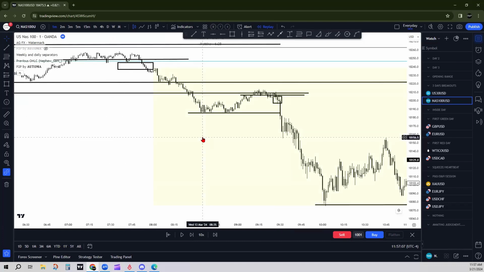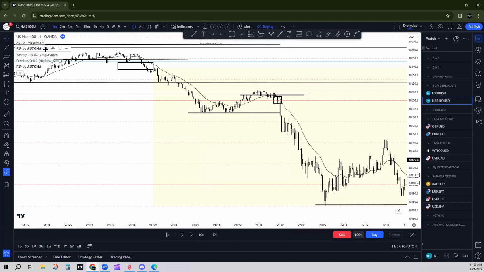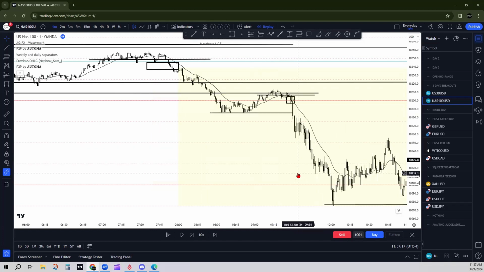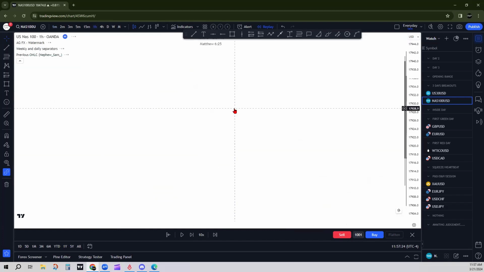If you want good levels to get in from, you can use the 100 pip box as a guide. Oh, look, there's double zeros. Okay, so I'm going to get in at double zeros and then look for 25 to 50 pips more of drop from my entry. All right, let's go see if we can find another example.